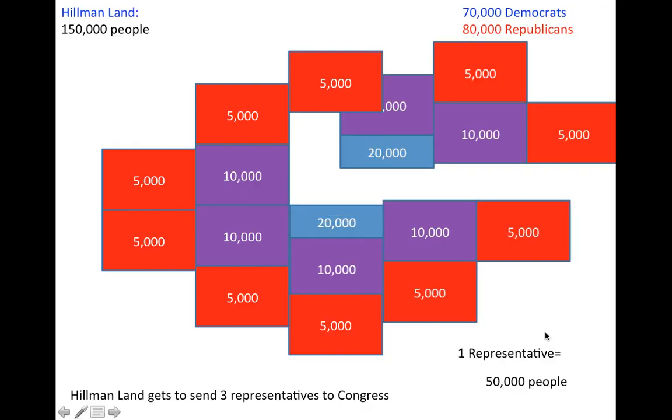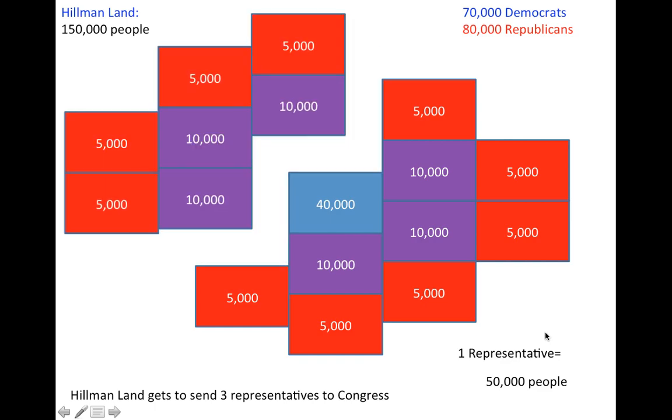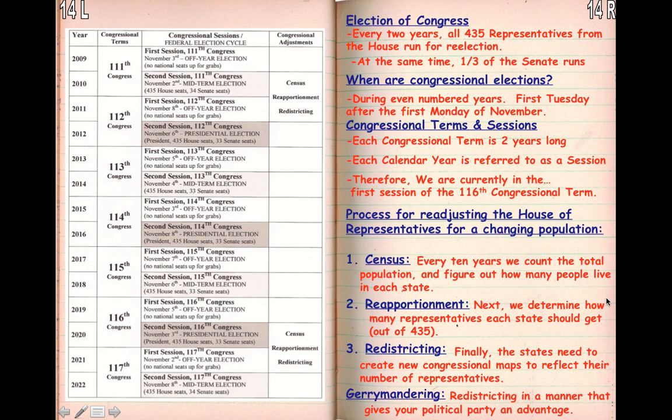Gerrymandering, I'm going to skip through this quickly. I'll find another video for you guys about gerrymandering. And this just means that you are redistricting your state in a way that gives you a political advantage. It's cheating. You are not allowed to do that. And like I said, I'll find another video about gerrymandering for those that are interested, but it's not on your test or anything like that, so I'm not going to waste your guys' time on it.